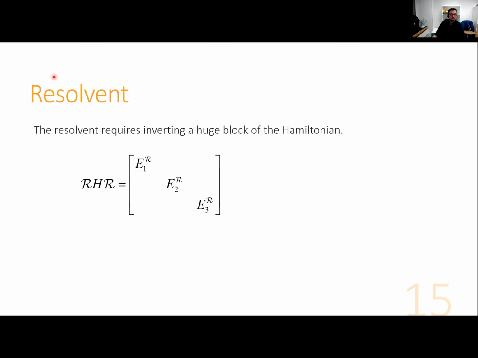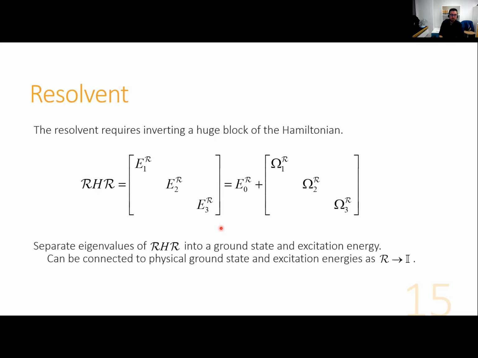As I said, the resolvent requires inverting this huge block of the Hamiltonian. So let's imagine we can write this in a diagonal form, where on the diagonal are all these total energies. These are not actual total energies, but let's pretend we've diagonalized this block and we write it in this form. So what I want to do is subtract an energy from the diagonal. Now, this is kind of a trivial decomposition of the matrix because I can just remove some energy from the diagonal.